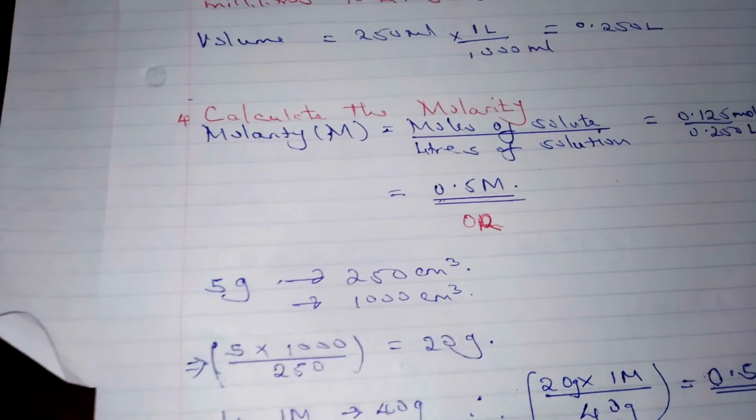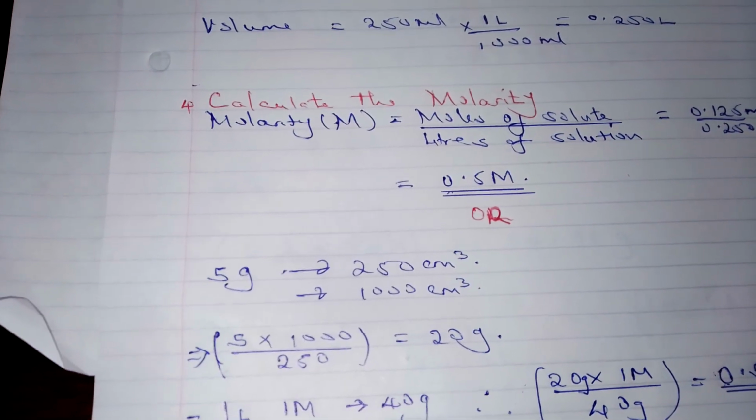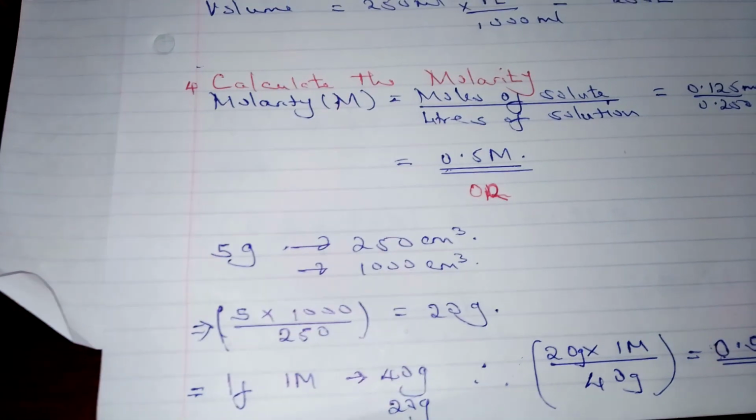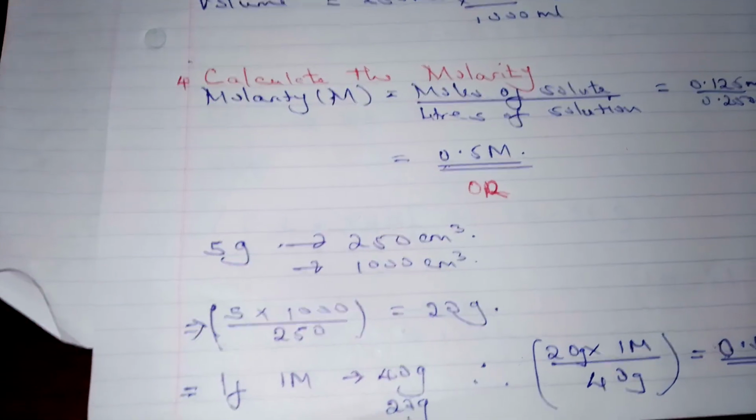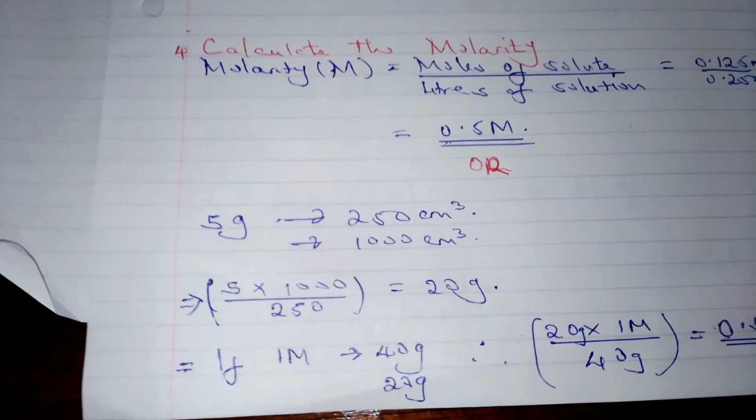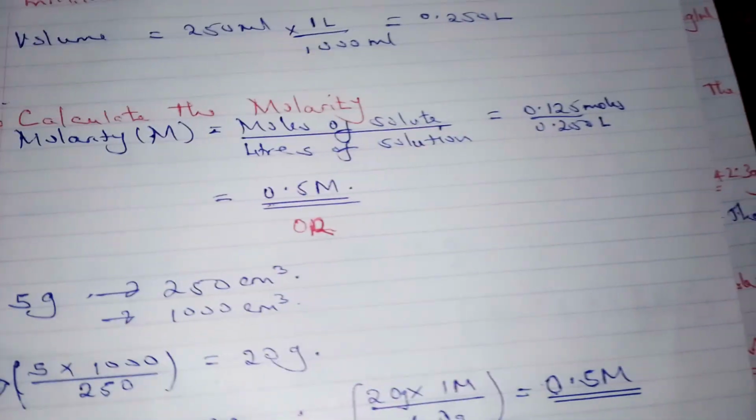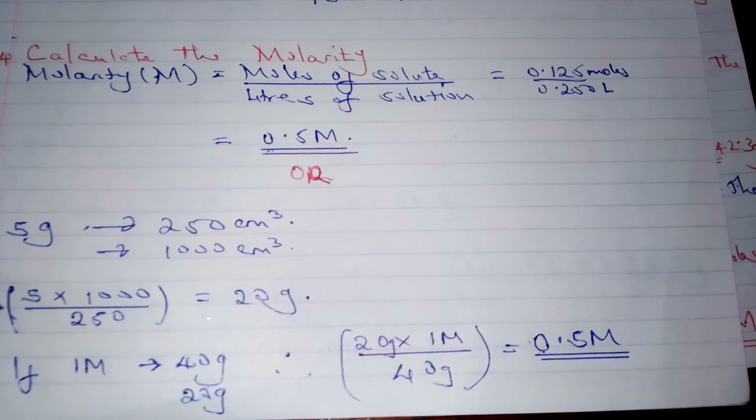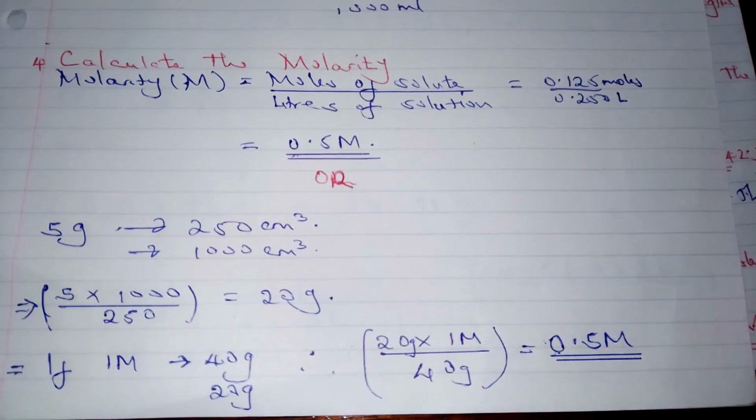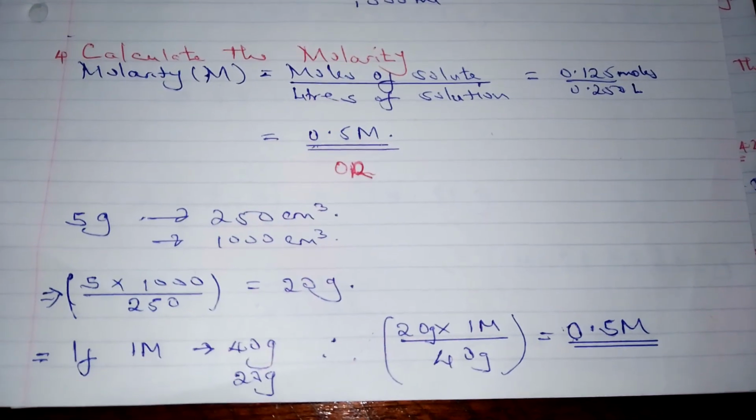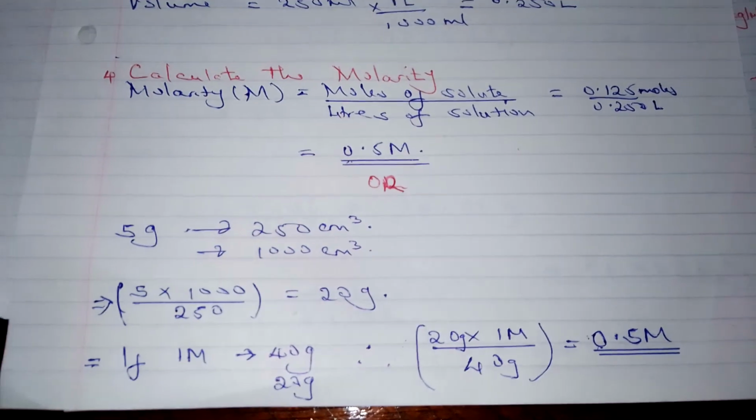So after you have found the 20 grams, you are supposed to ask yourself, if for 1 molar you are supposed to dissolve 40 grams, then what about for 20 grams? Then you cross multiply that and you will end up with the same answer of 0.5 molar, as it has been written there. So we are through with question 1. Then we are going to see how question 2 is supposed to be answered.